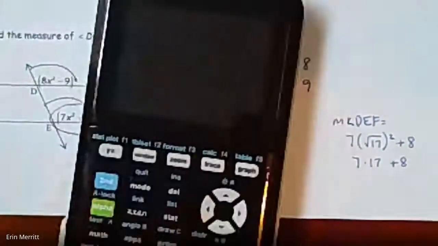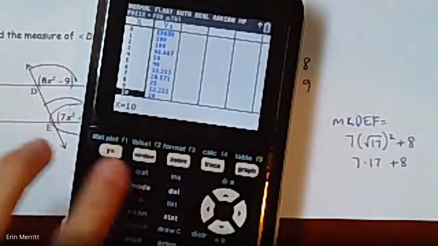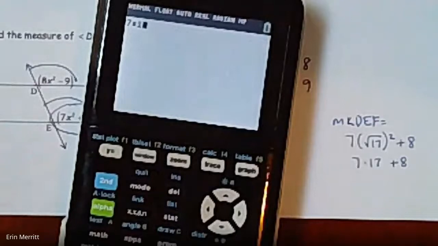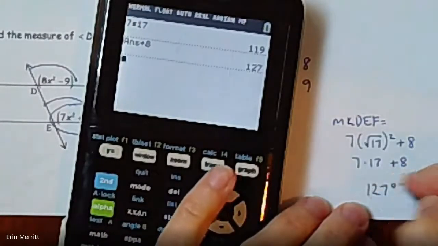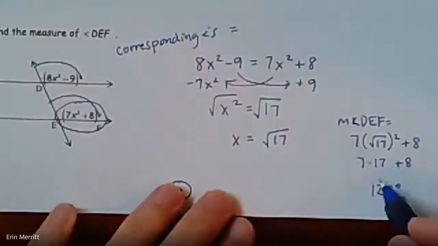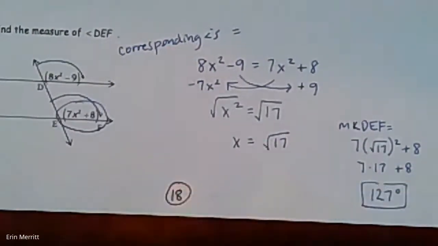So let's grab our calculator here. If we do 7 times 17, and then add 8 to it, we end up with 127 degrees. All right, I shouldn't have doubted. Looked a little strange for a second, but worked out just fine.